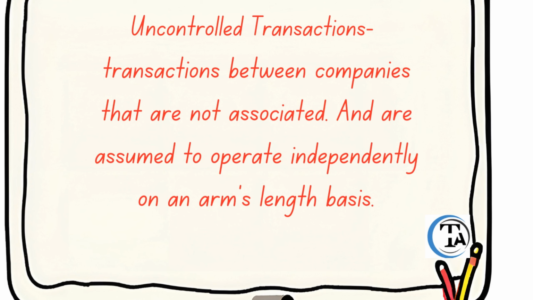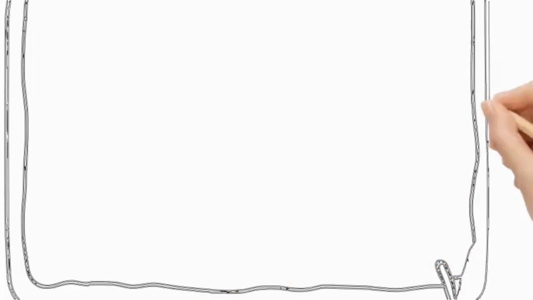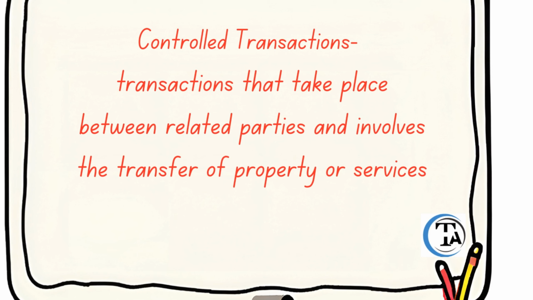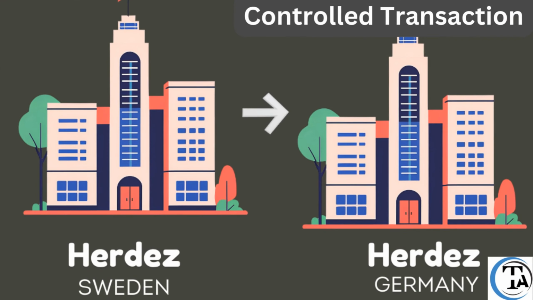Because they're unrelated, there's less risk for profit sharing. They would trade at an arm's length standard. But that's what is assumed at this point. And then we have controlled transactions. These are transactions that take place between related parties and involve the transfer of property or services. This is where there's a set price for the transaction, and this price is made to be at an arm's length standard. For instance, Herders Sweden and Herders Germany would be required to avoid any profit shifting and tax avoidance and trade on an arm's length basis.